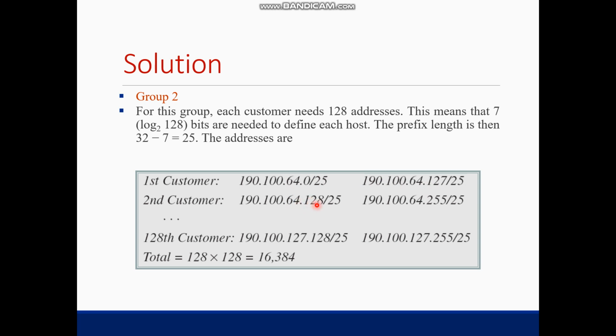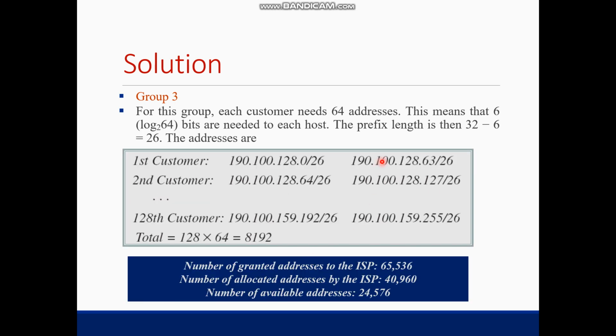64.128, which starts from the second customer up to 255, which is 128 addresses being given to that customer, up to the last one, which is the 128th customer, which starts from that address up to that address. So 128 multiplied by 128 is going to be 16,384.